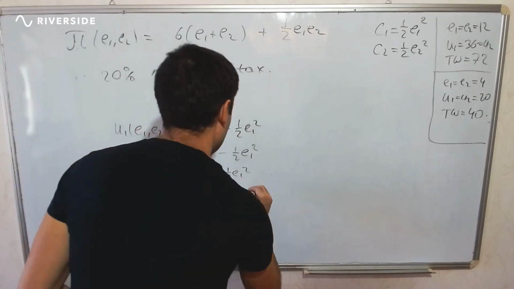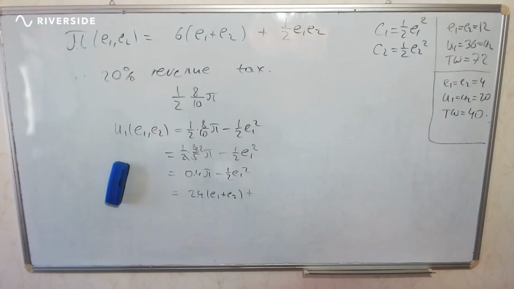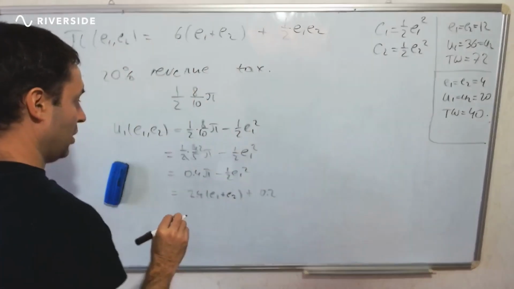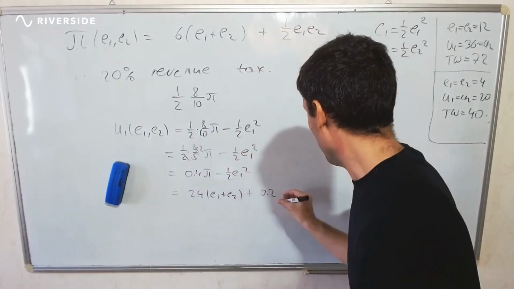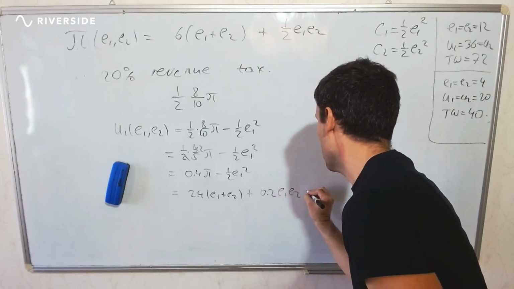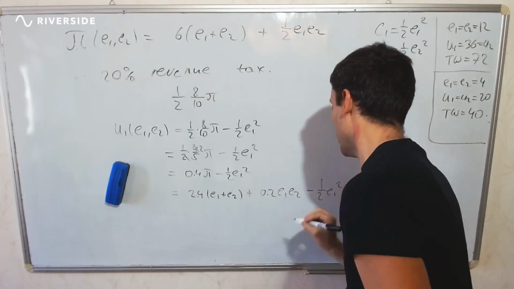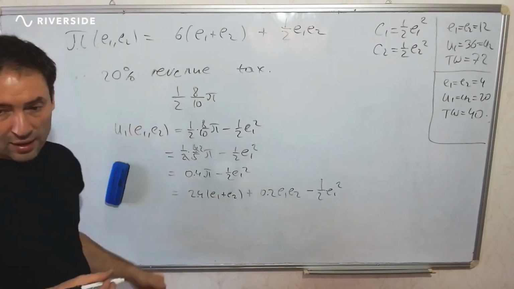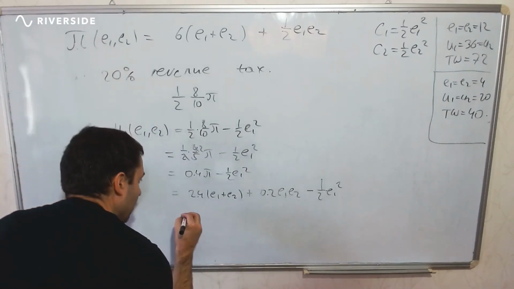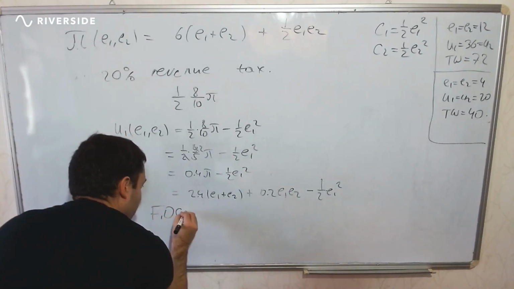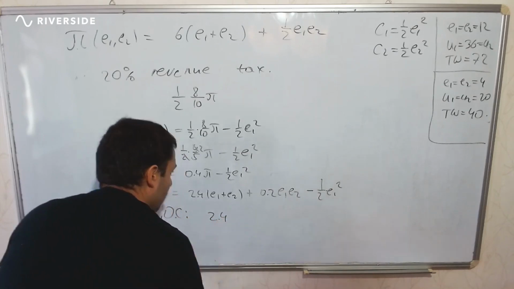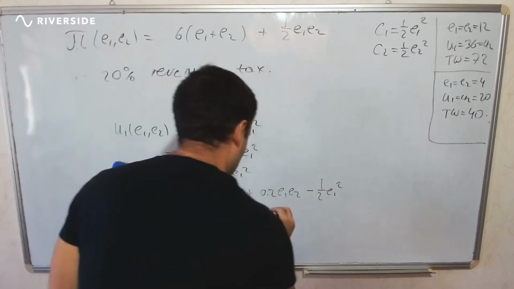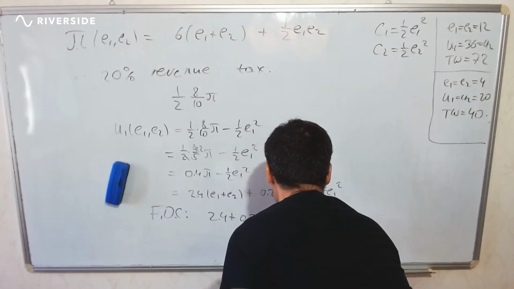and plus 0.5 is just 0.2 E1 E2 minus 1/2 E1 squared. Now each agent will be maximizing this function instead, so his pay from the effort has been reduced. So first order condition, we will get 2.4 plus 0.2 E2 minus E1 equals to 0.